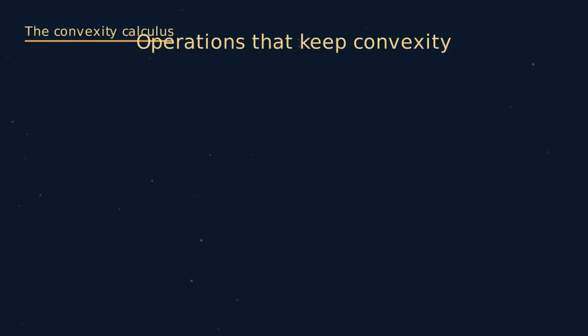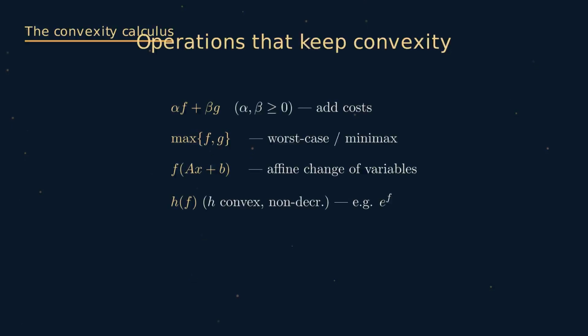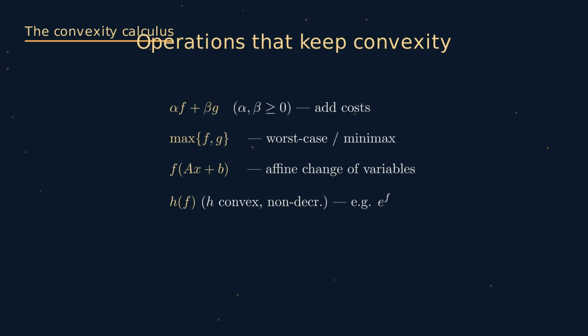Certain operations preserve convexity. Build from convex pieces using these rules, and the result is guaranteed convex. A non-negative weighted sum of convex functions is convex. Adding costs is safe. The pointwise maximum of convex functions is convex. That's what makes worst-case objectives tractable. Compose with an affine map, or wrap in a convex increasing function, and convexity survives.